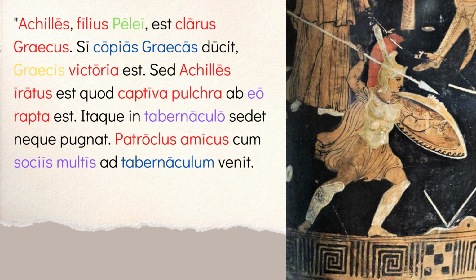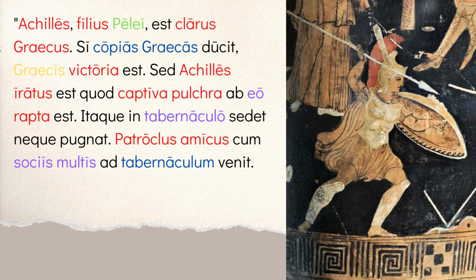So remember, this is the second half of Orbilius' story. He's talking about the Trojan War. He starts by saying, Achilles, filius Pelii, est clarus Graecus. So Achilles, the son of Peleus, that's his famous father, is a famous Greek, a Graecus clarus. He's a warrior.